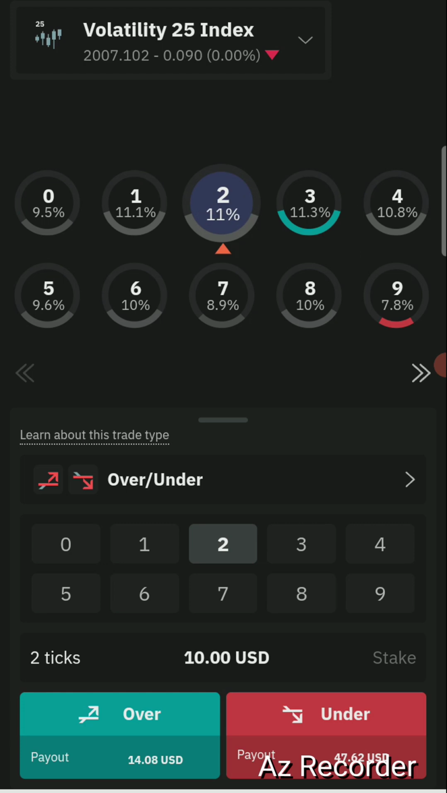Today we are trading over 2, over 3, over 5 and under 5.